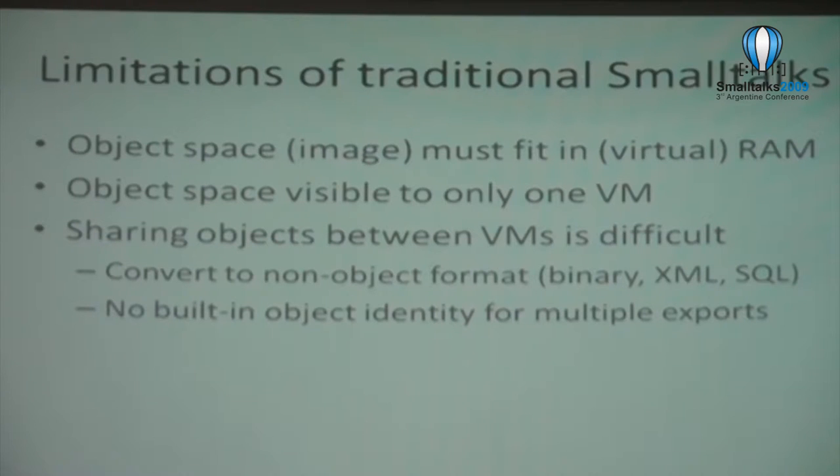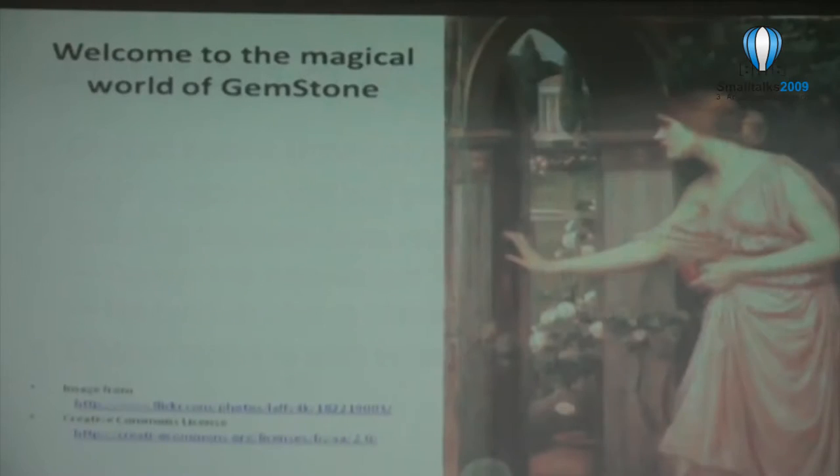And even with the binary file out, if you file out two different routes that reference the same object and then file back in, you will have two copies. So we end up not preserving object identity when we go out through an external format. And that's a challenge, that's a problem. And if the VM exits without you saving an image, then you lose the object state. So these are some limitations of traditional Smalltalk.